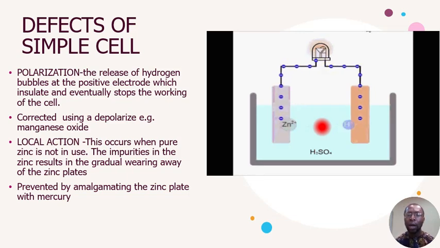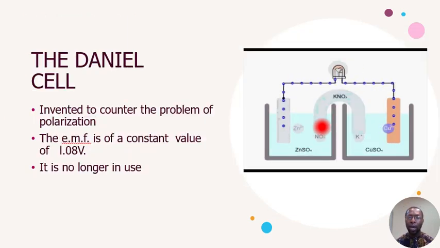Then let us consider another example of the primary cell, and that is the Daniell cell. Actually, the Daniell cell is no longer in use in our world today. It was invented by the scientist called Daniell, like I said earlier. Now, the Daniell cell was invented to solve the problem of polarization. It was his invention that brought the use of the depolarizer.